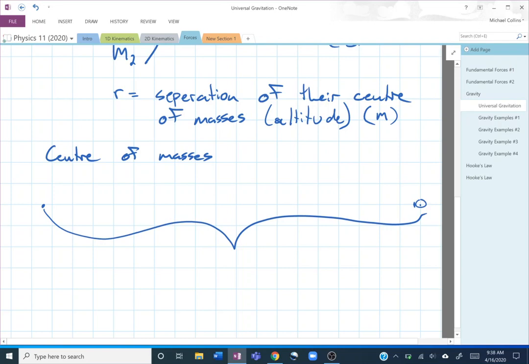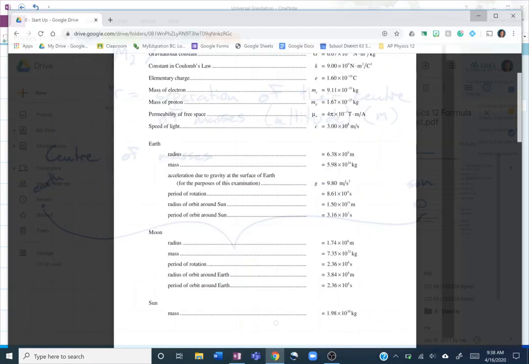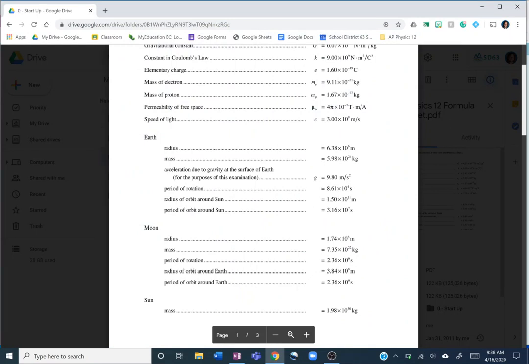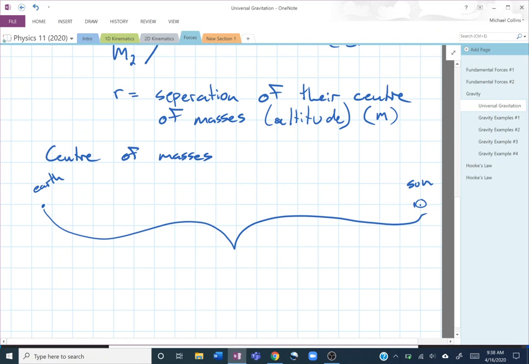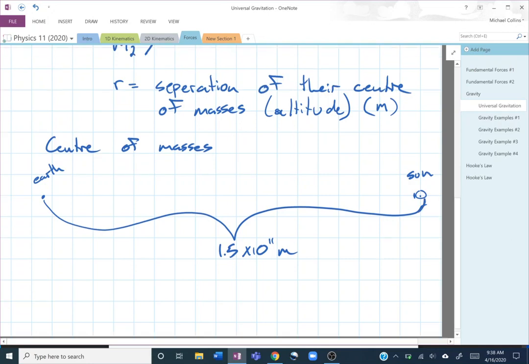And where we can get this value, if this is Earth, and this is the sun, is all we have to do is look at our equation sheet. So I've got one up here. This one should look like the one that you've got. Right on my equation sheet, it says radius of orbit around sun, 1.5 times 10 to the 11. So if I go back here, this is 1.5 times 10 to the 11 meters. And that is to the center of mass.